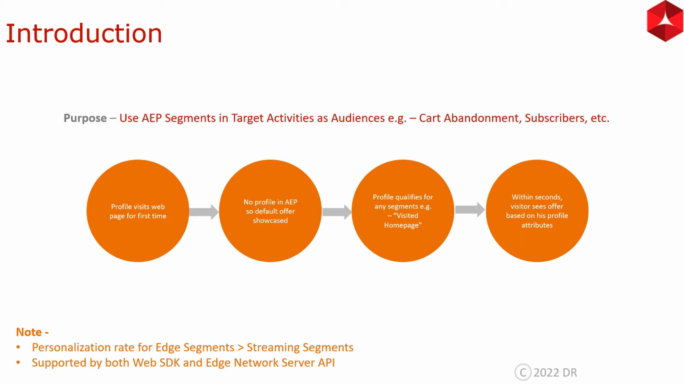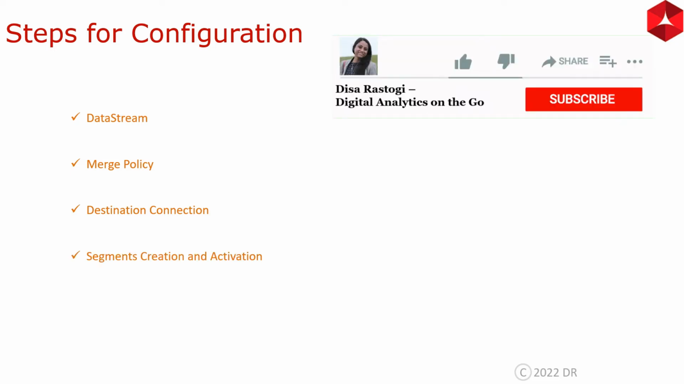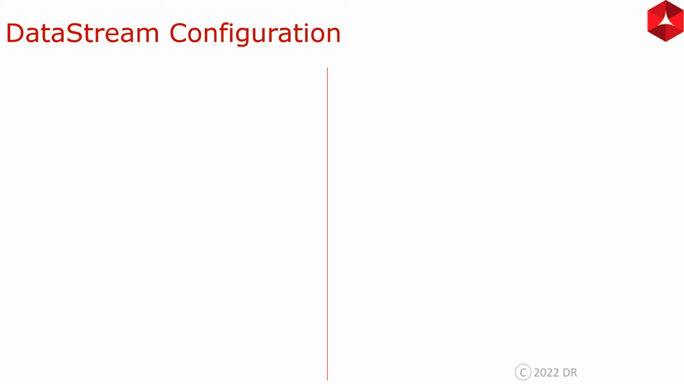Let's move forward. So let's look at the steps for configuration. The first one is DataStream. Then you have merge policy. Then you have connection setup for the destination. And lastly, it is creating the segments and activating them to the appropriate destination. We'll look at each of them in detail in the upcoming video.